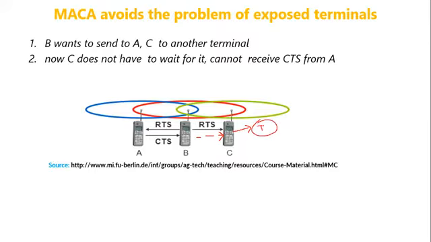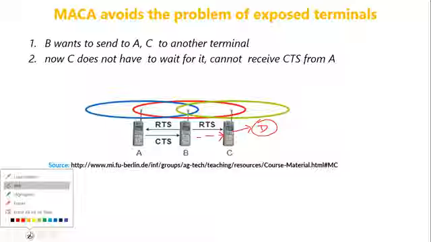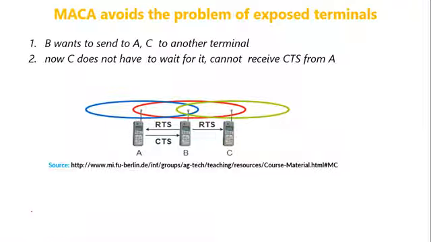Okay. So C knows that if it communicates with D, that is in no way going to affect B's communication with A. So C will not defer now. It will just directly communicate with D. So this is how the exposed terminal problem is rectified by using the MACA technique, that is, the multiple access collision avoidance technique. So this is the working methodology of MACA, multiple access collision avoidance.